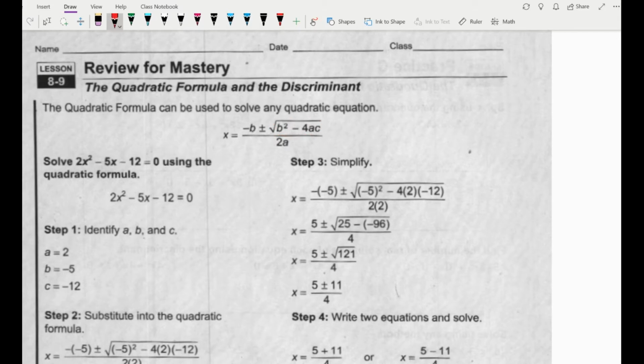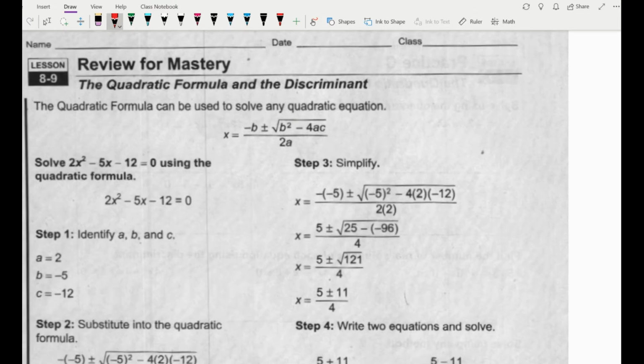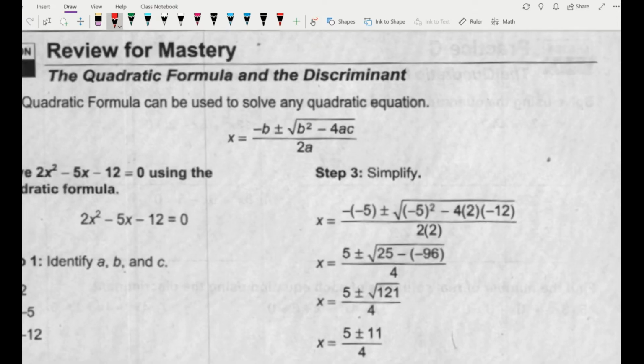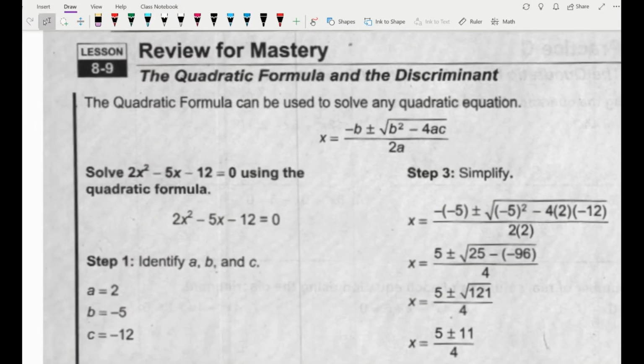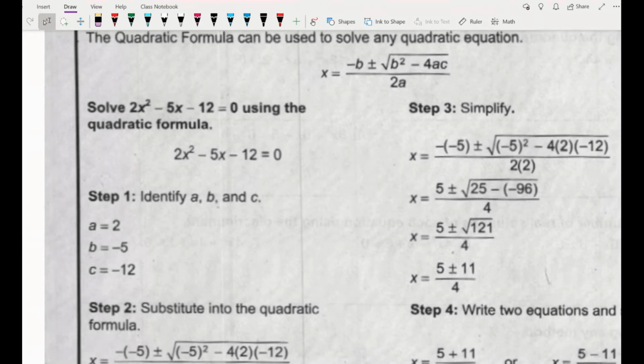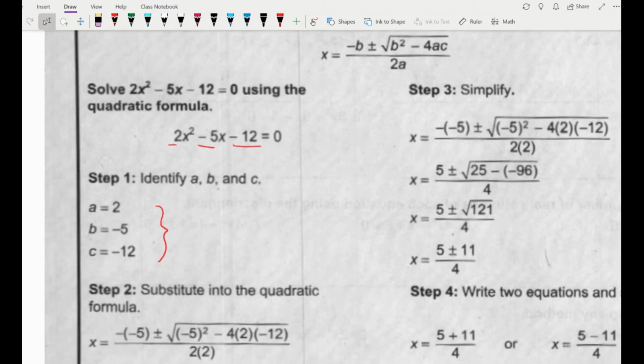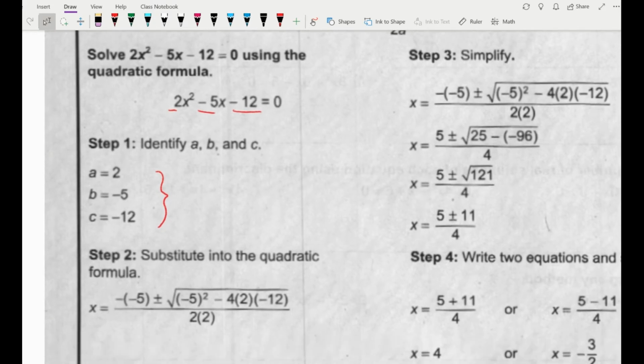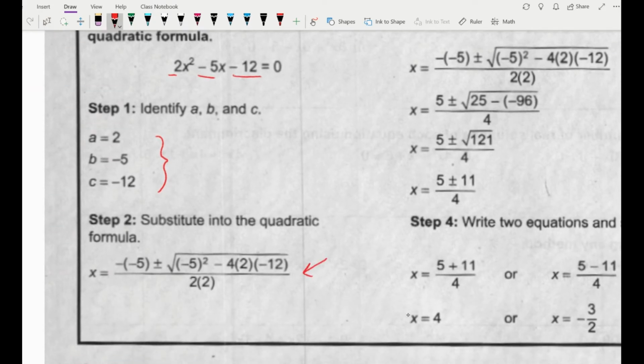Now, the quadratic formula is x equals negative b plus or minus the square root of b squared minus 4ac, all over 2a. We'll go over one quick example here that's on the worksheet that you have. It says solve 2x squared minus 5x minus 12 equal to 0 using the quadratic formula. We first identify the a value, the b value, and the c value, which we already have defined for us right here. We just apply these into the quadratic formula. And we apply it in here.